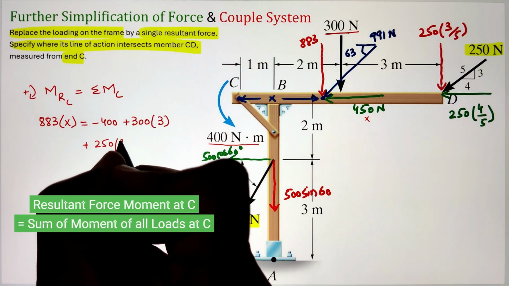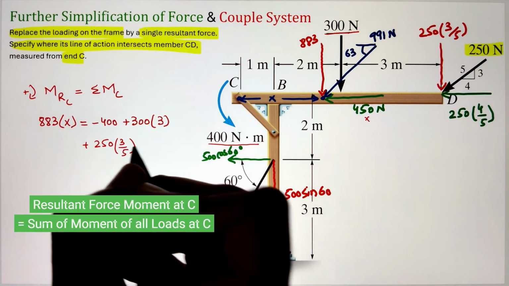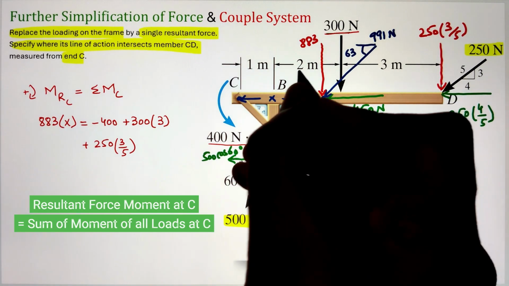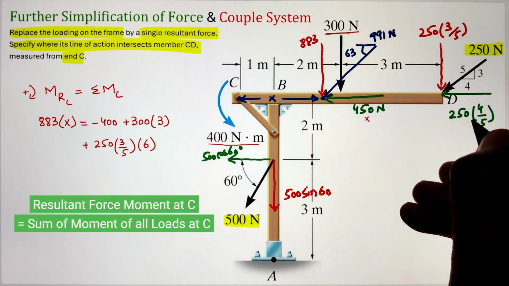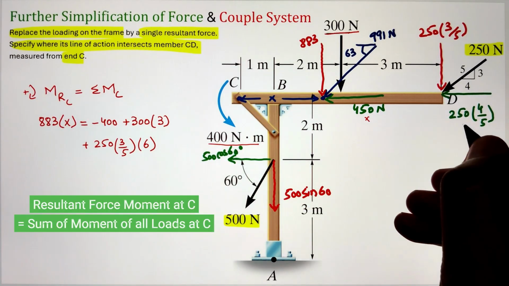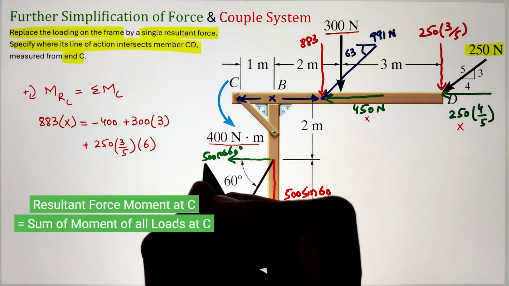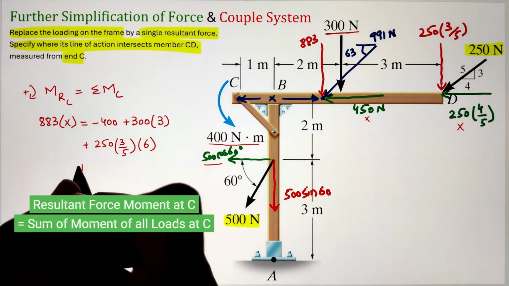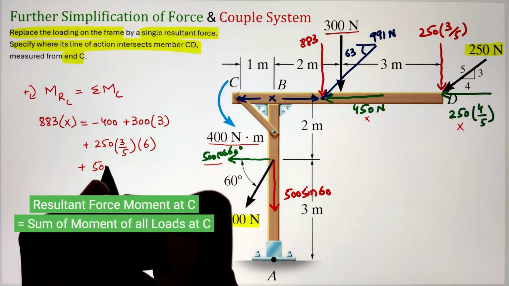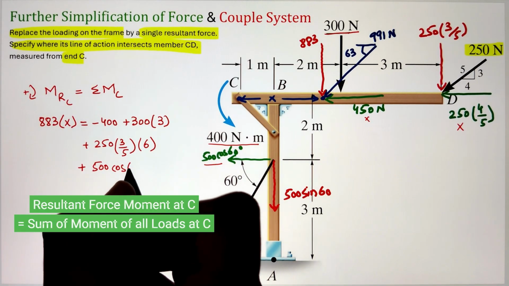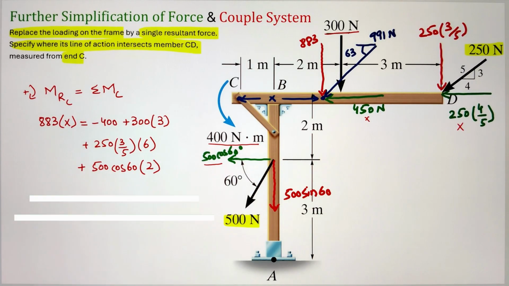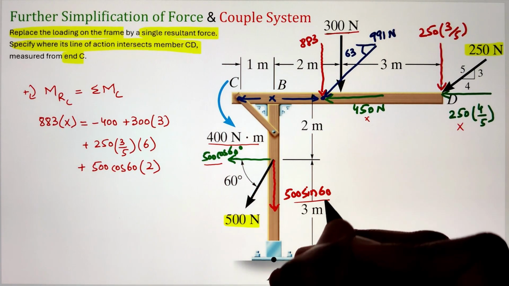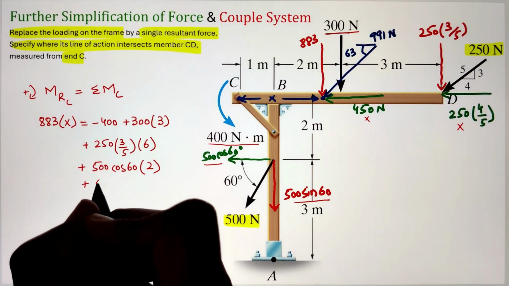Next, I have that 300 Newton force. Again, the moment arm of that is 3 meters. As it is acting vertically downward, it is going to create our clockwise moment. That's why taken as positive. Next, for the 250 Newton, the x component of it won't create any moment since it's passing through the point, whereas the y component of it is going to create our clockwise moment with a moment arm of 6.